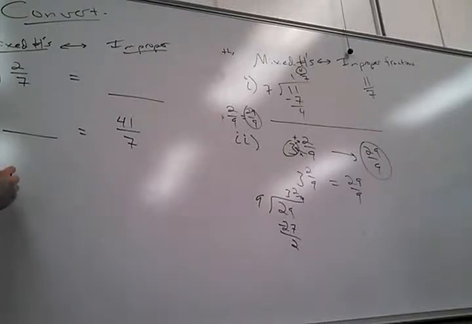Alright. So do those 3. Call me up if you need some help. So what's the first number? 2 of 7? Yeah, 1 and 2 sevenths.